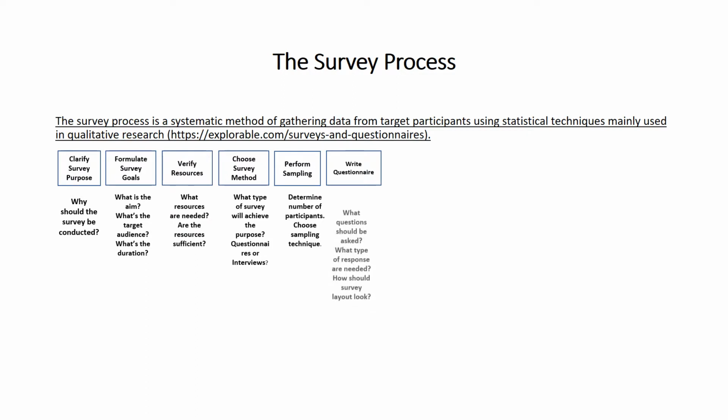You're going to write questionnaires after performing that sampling. What questions should be asked? What type of responses are needed? And how should the layout of the survey look? After you have asked these questions, identified the questions that will be asked in the questionnaire, you have actually laid them out.